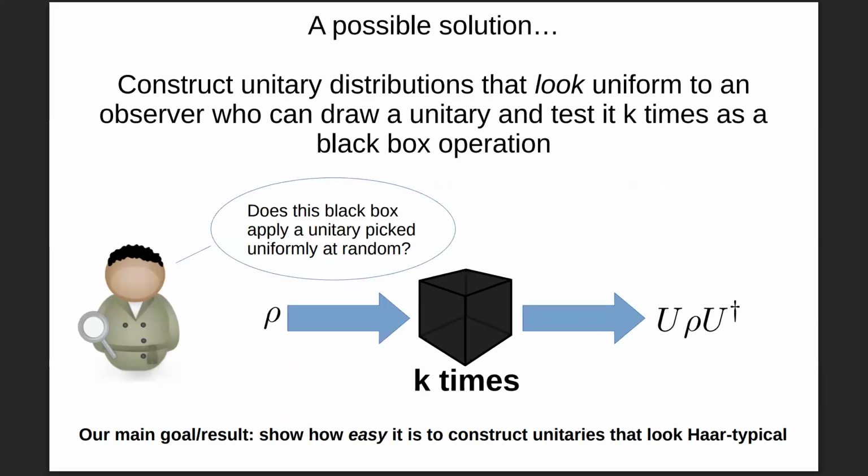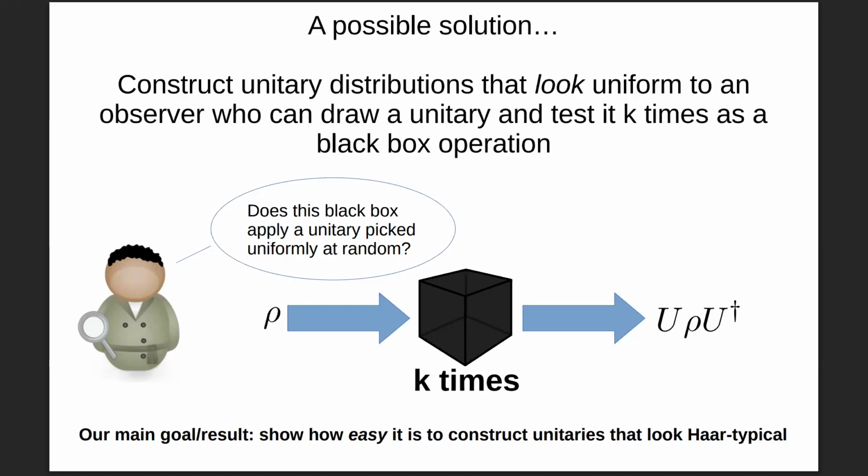Now, a possible solution to this is to study states that are not distributed close to uniformly in a measure theoretic sense, but resemble uniformity in an observable sense. So this naturally brings us to the notion of a K design. And a K design is a distribution on the unitary group that looks uniform to an observer who can draw a unitary and test it K times from that distribution.